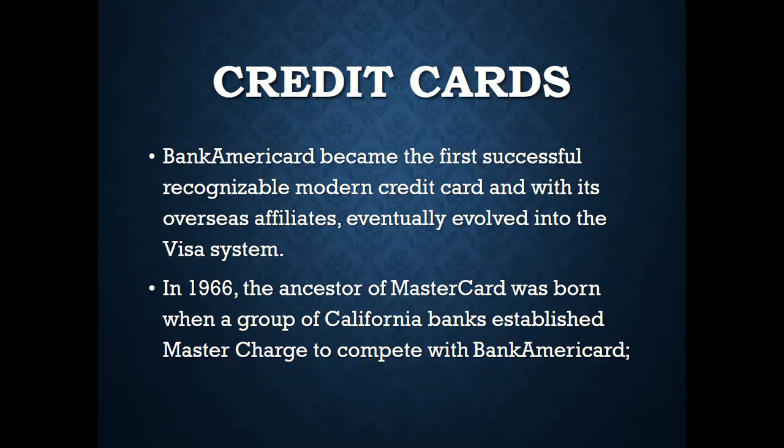Now, Bank of America with their Bank America enjoyed so much that some group of California banks decided to break the monopoly, or to give them some level of competition so they would not maintain their leadership role in the market. So in 1966, the ancestor of the MasterCard that we know today was born. It was born as a result of some group of Californian banks coming together to establish what they called at that time MasterCharge. The main purpose for establishing MasterCharge was to compete with Bank America keenly and break the monopoly they were enjoying.